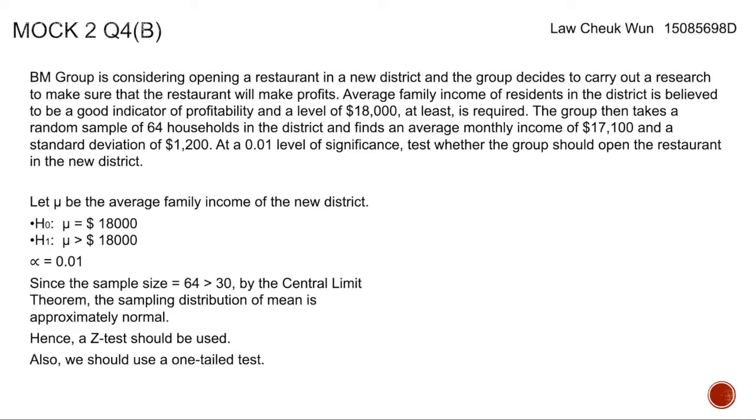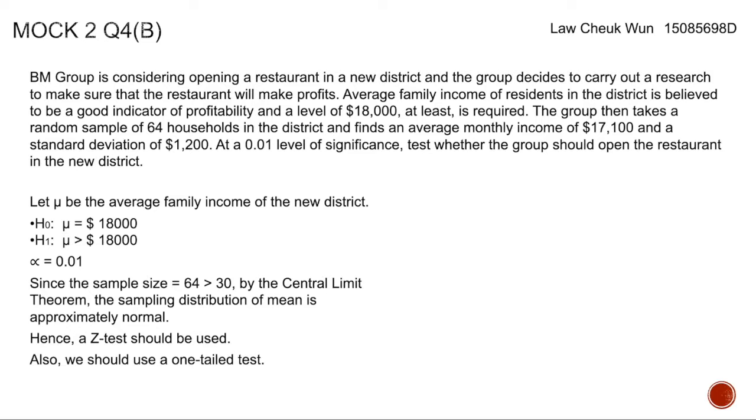The group then takes a random sample of 64 households in the district and finds an average monthly income of $17,100 and a standard deviation of $1,200. At a 0.01 level of significance, test whether the group should open a restaurant in a new district.